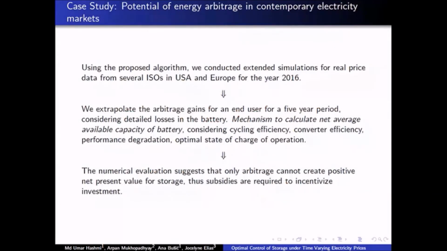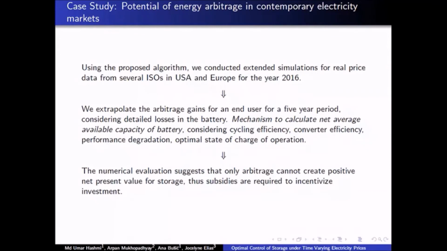Using the proposed algorithm, we conducted extended simulations for real price data from several ISOs in US and Europe for the year of 2016. This case study is used to identify the potential of energy arbitrage in contemporary electricity market. We extrapolate the arbitrage gains for an end user for a 5-year period, considering detailed losses in the battery.